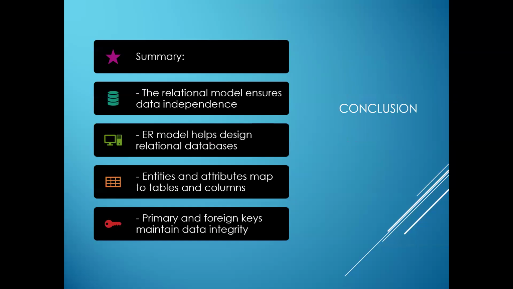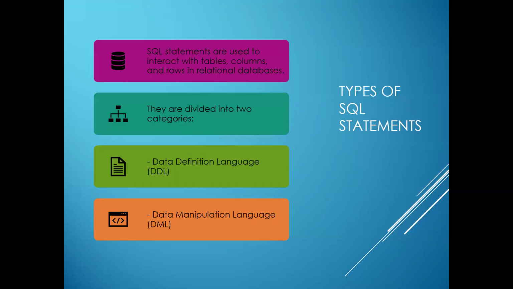Okay. So conclusion, summary: the relational model ensures data independence. The ER model helps design relational databases. Entities and attributes map to tables and columns. Primary and foreign keys maintain data integrity. Okay. So types of SQL statements.